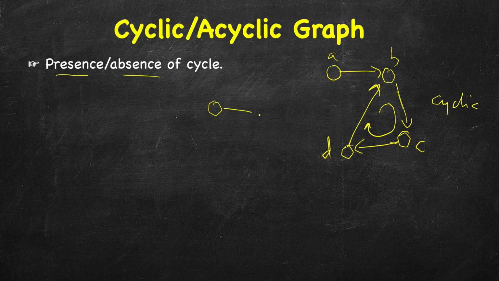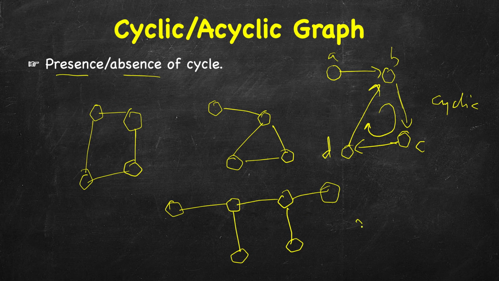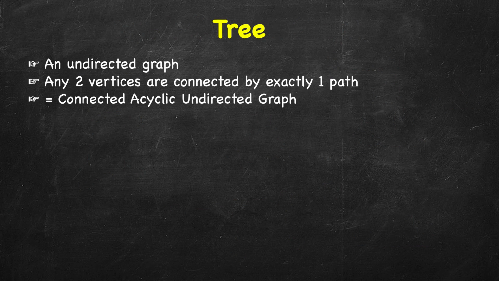Similarly, in the undirected case, its equivalent will be this. So this is also cyclic. This is also cyclic. But if you look at this example, then this is not cyclic. There is no cycle here. So this is acyclic. We don't call it non-cyclic but acyclic, and these are cyclic. Next type of graph is the tree. So trees are also graphs, and these are undirected graphs.